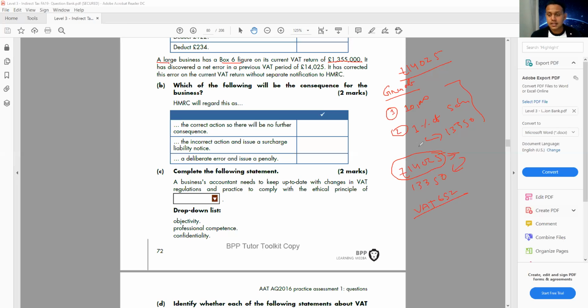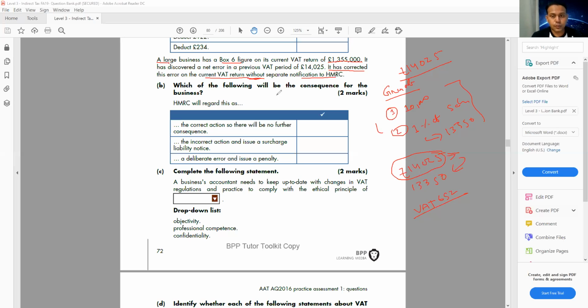In this case, the business doesn't have any option. They cannot correct this error because the net error is more than the threshold. We checked it, we found it is 14,000, which is more than the threshold, so they definitely have to tell HMRC separately. But what they did was correct the error on the current VAT return without separate notification to HMRC. So they didn't tell HMRC anything, intentionally.